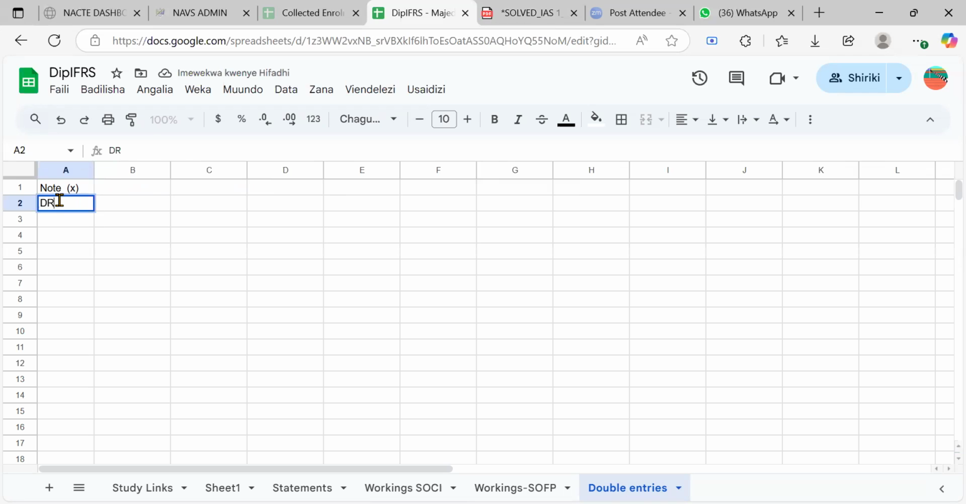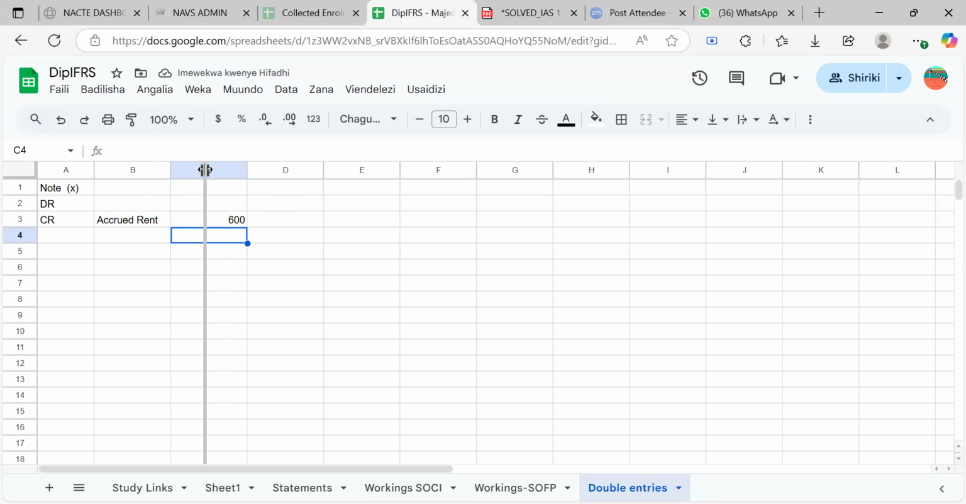Okay, it means that we are still owing 600, right? Yes. So you debit rent by 600,000, and then you credit accrued rent by 600 again, right? Yes. Just like that.